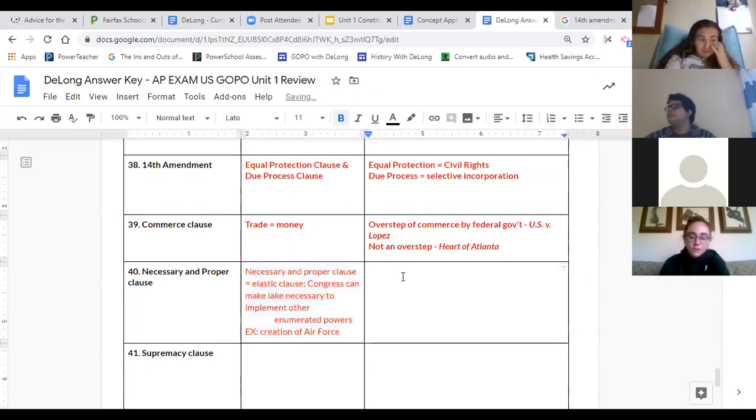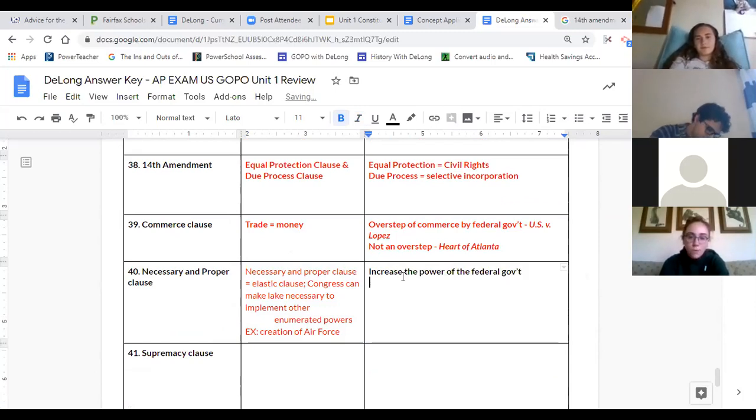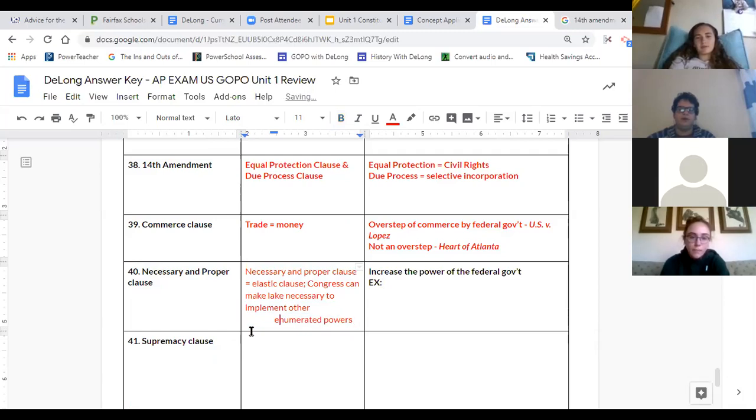Okay. And so this would increase the power of the federal government. So let's come back to those court cases. What would be that great example of a court case that would defend the necessary and proper clause? Marbury versus Madison? That's judicial review, dear.